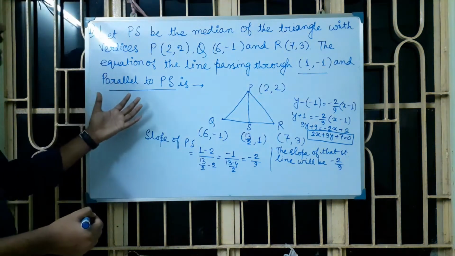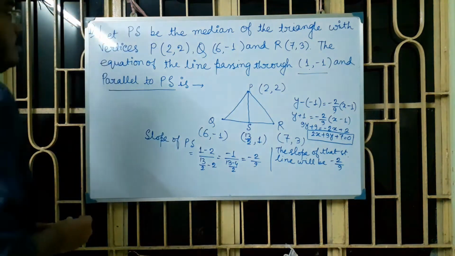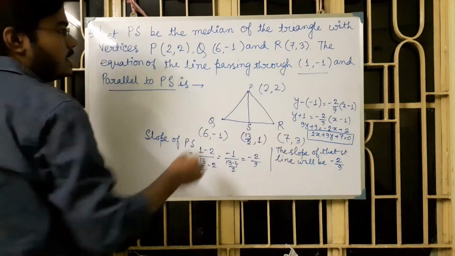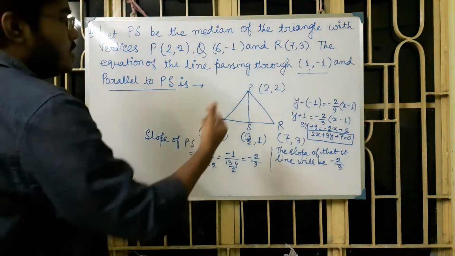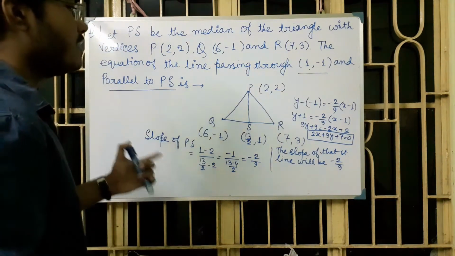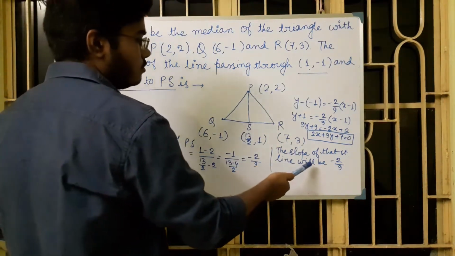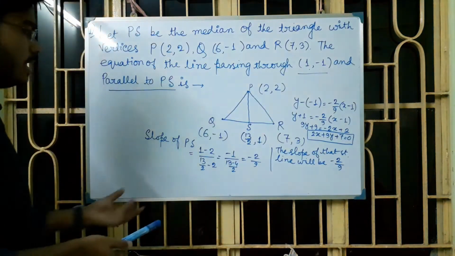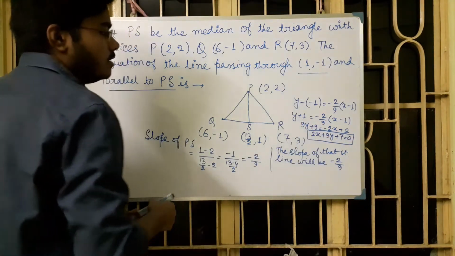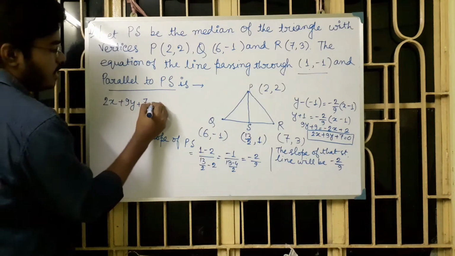So what are they asking? That PS is the median of the triangle, and PQR is given. Then the equation of the line passing through (1, -1): that is the point through which the straight line passes, and it is parallel to PS. So we got the slope of PS, and the slope of the straight line will be -2 by 9, same as PS, and we put that here and we got the answer. So the final answer is 2x plus 9y plus 7 equal to 0.